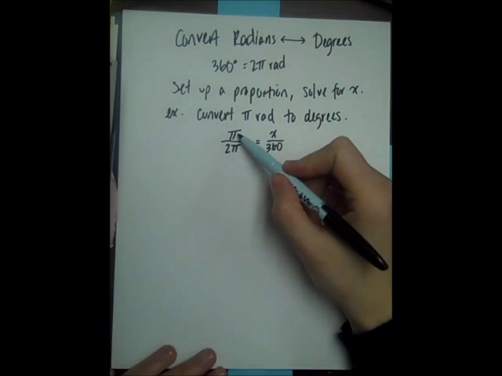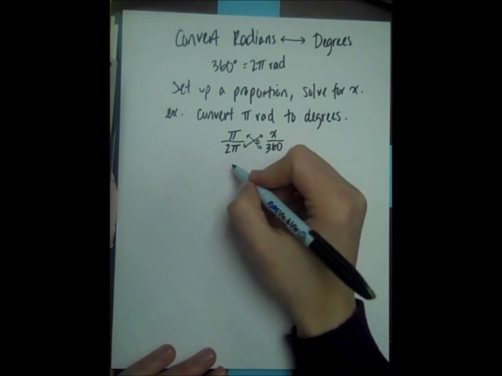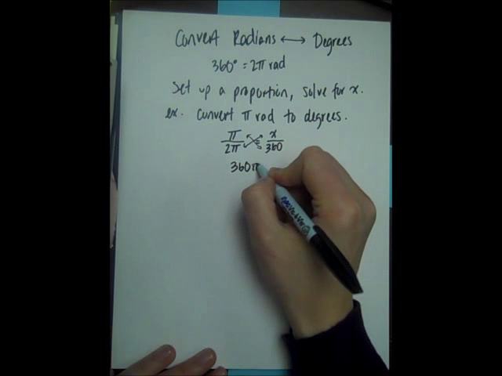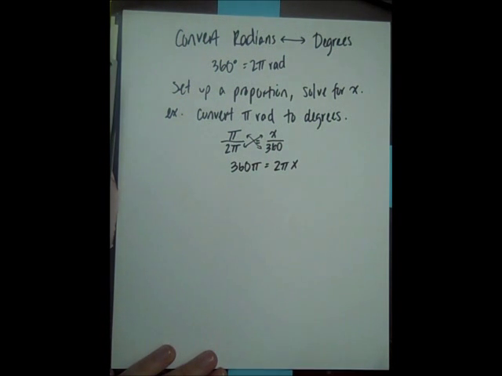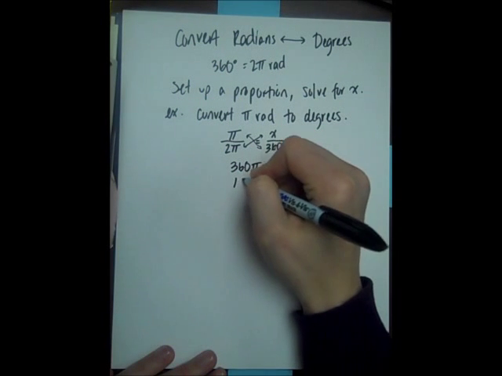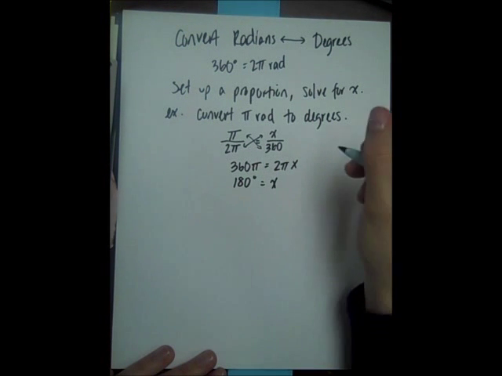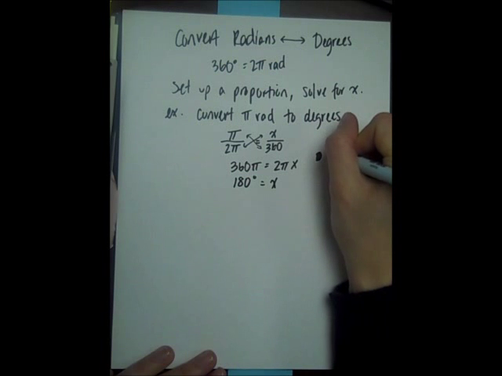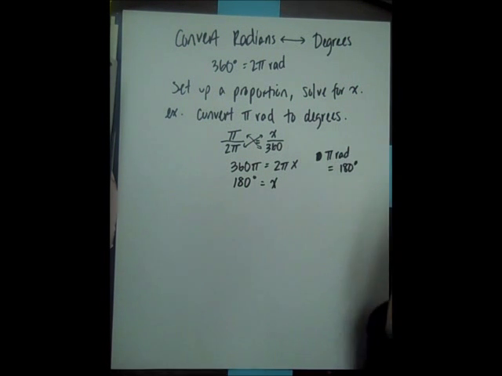How do I solve this for x? I'm going to cross multiply. So if I cross multiply, I get 360 times pi is 2 pi x. Now divide both sides by 2 pi, and I'll get 180 degrees. So what that tells me is that pi radians is equal to 180 degrees.